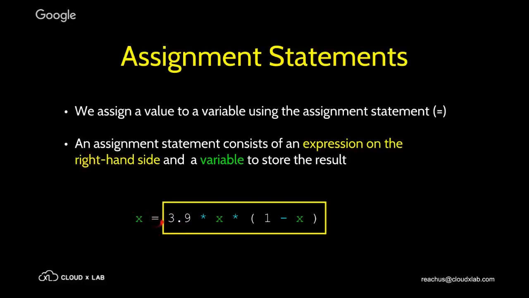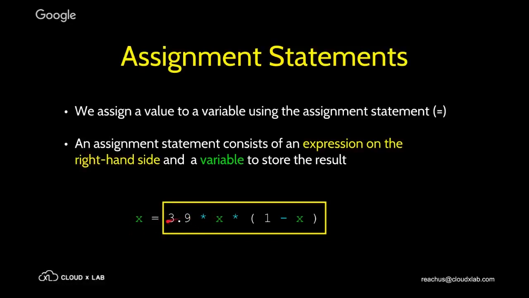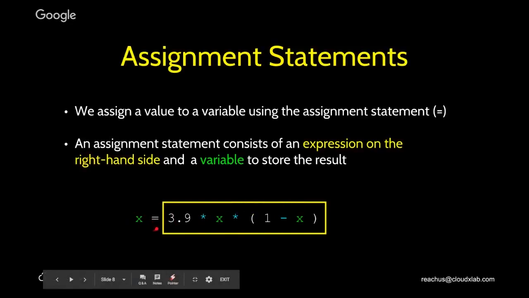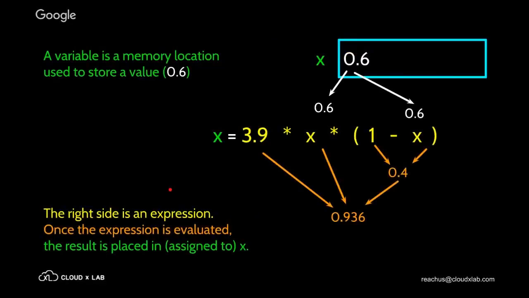Okay, the computed value will be kept in the left-hand side. So whatever is the previous value of x will be multiplied by 3.9, and then the result will be multiplied with 1 minus the value of x. This way you will get some value that will be assigned to x. These are called assignment statements.